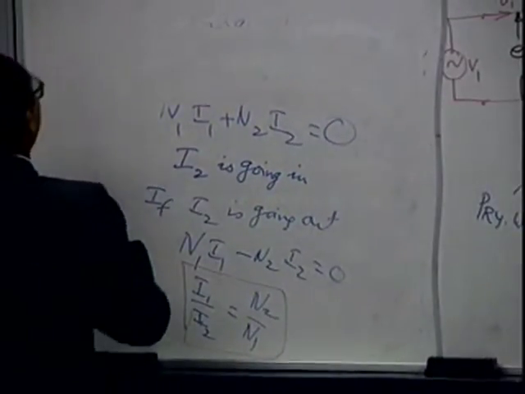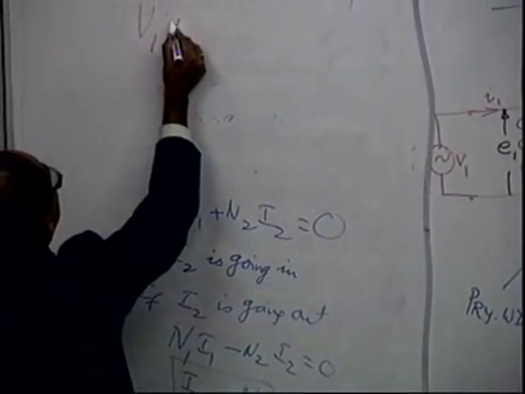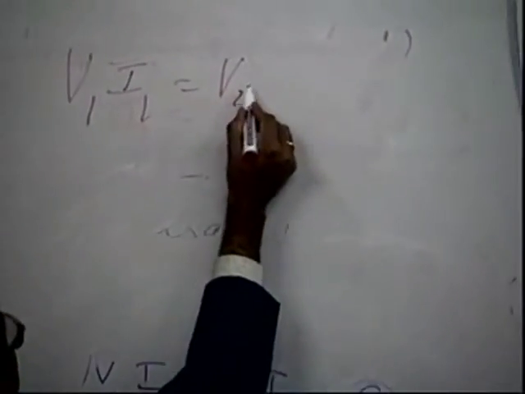And what will be V1 I1? Therefore V1 I1 is equal to V2 I2. So we come to these 3 points now before we close: voltage transformation, current transformation, and volt ampere transformation. If voltage goes up, current goes down, and volt ampere remains the same. So this is the basics of transformer. We'll take it in the next class.